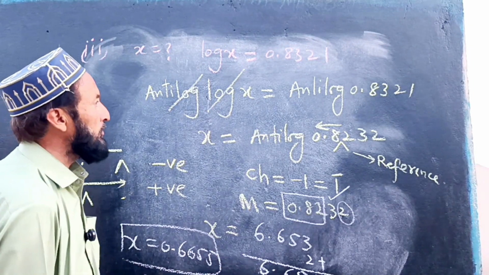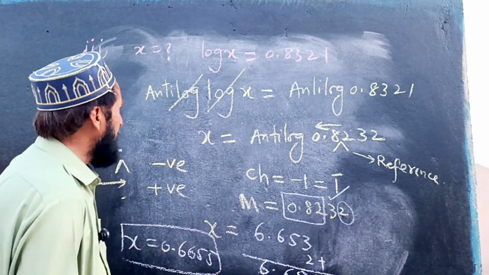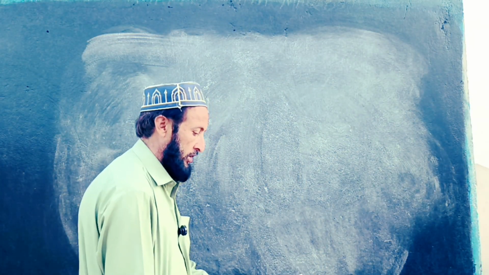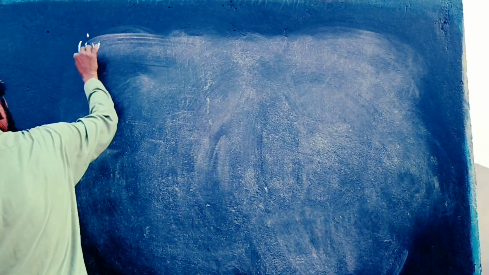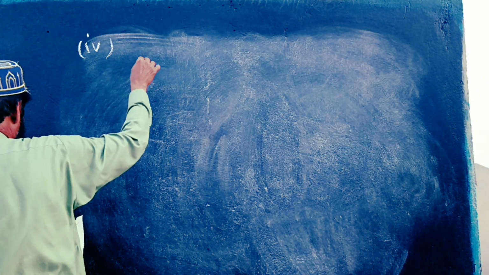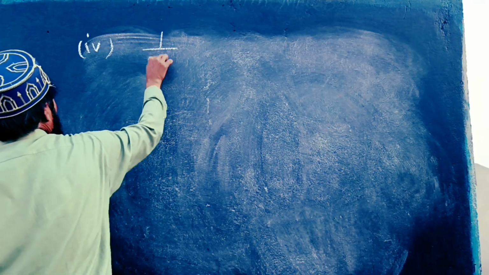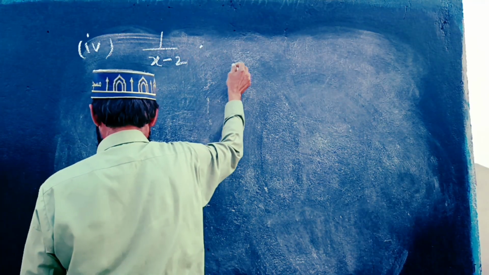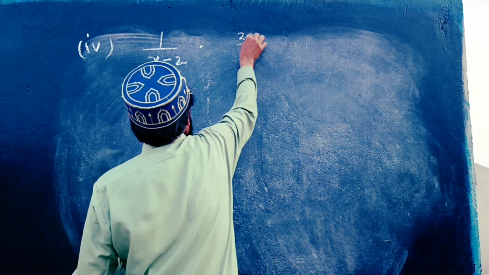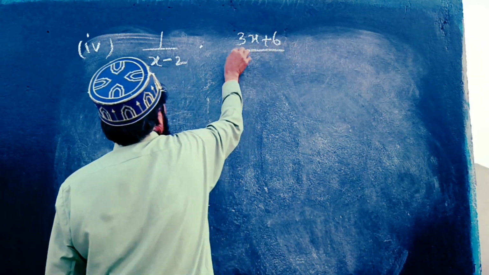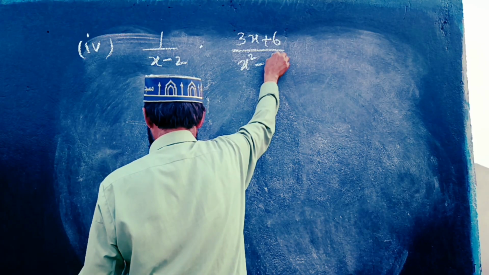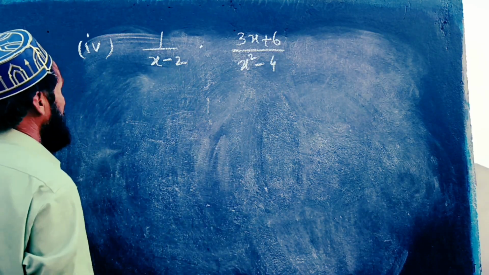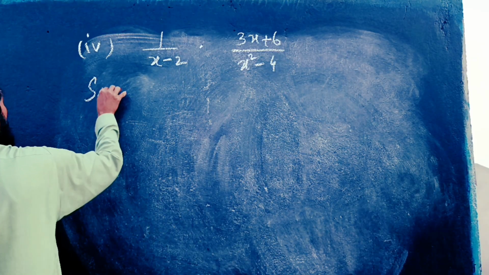You can also use a calculator. Now we get question number 4: simplify the rational expression. Very simple question. The rational expression is 1 by x minus 2 into 3x plus 6 divided by x square minus 4.